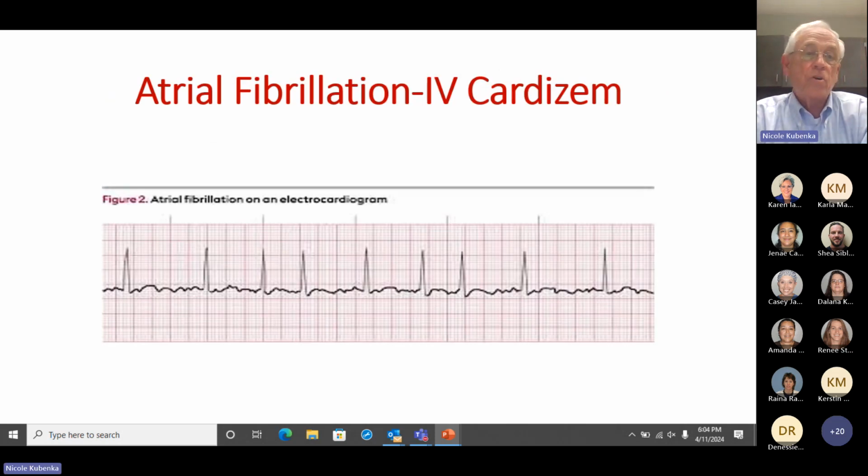So let's talk about IV Cardizem. Now that's the background of atrial fib. All right. So suppose we are going to put somebody on a Cardizem drip. How do you titrate a Cardizem drip? I don't think you do. There is no titration. There is no titration.